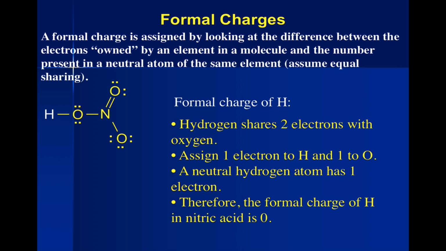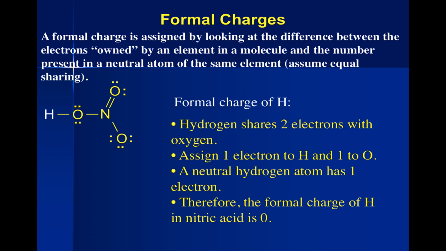Formal charge is nothing more than the difference between the number of electrons that an atom comes in with from the periodic table and what we formally assign to it. It's just a simple subtraction, okay? And I'm going to show you a real easy way to calculate formal charge, okay? So it's the difference between the electrons that are owned and the number that come from the neutral atom of the same element, okay?